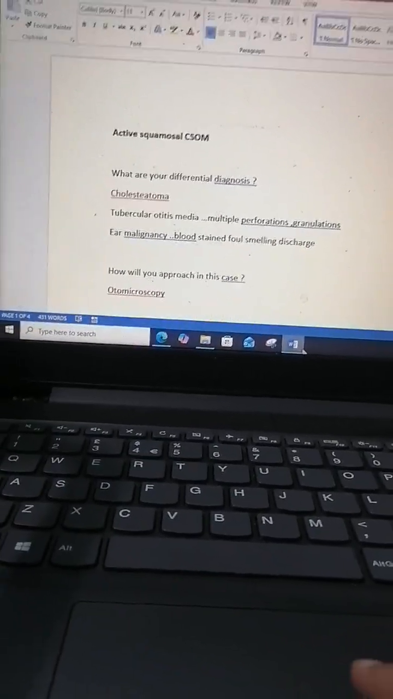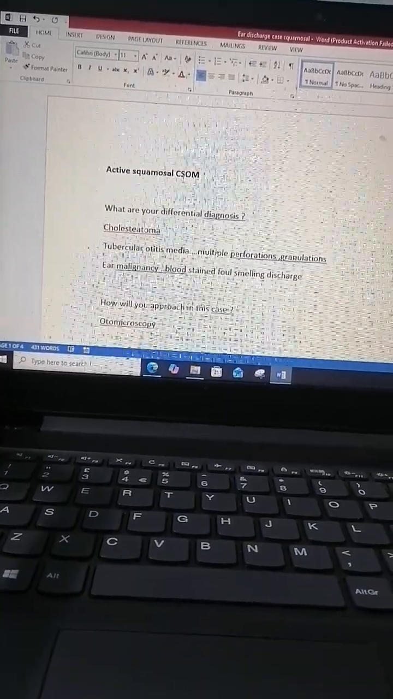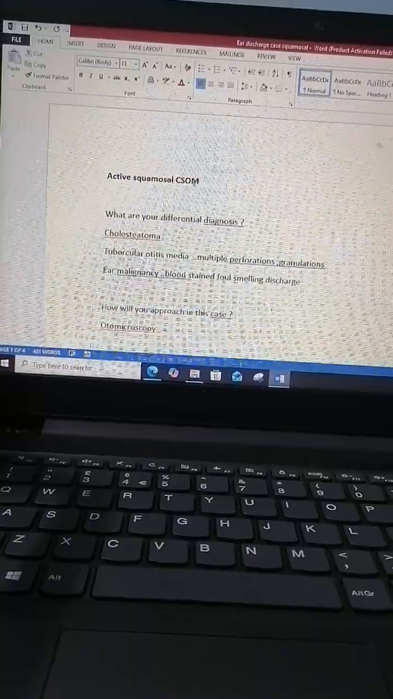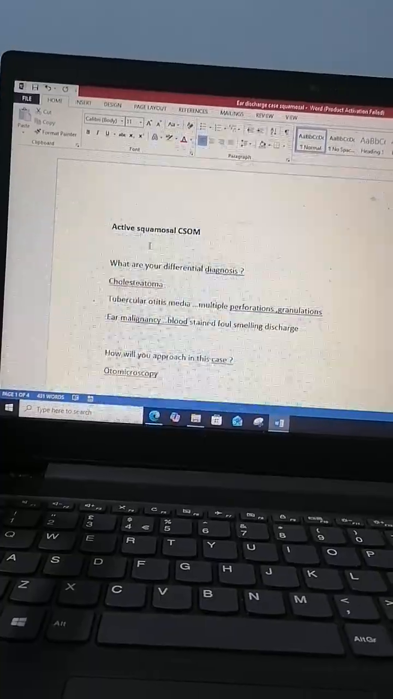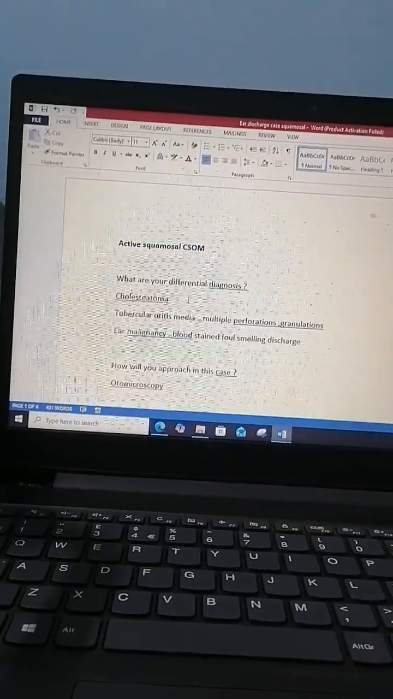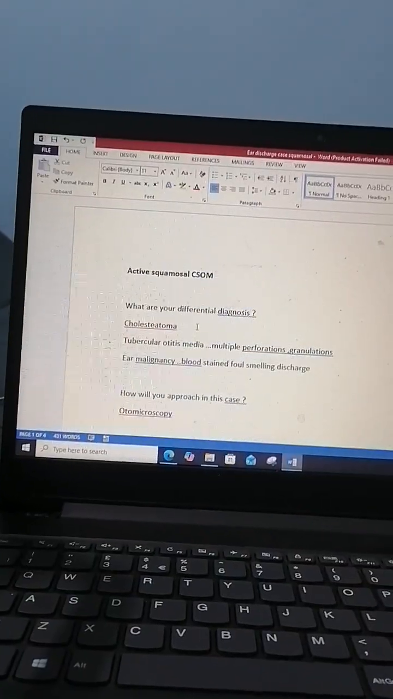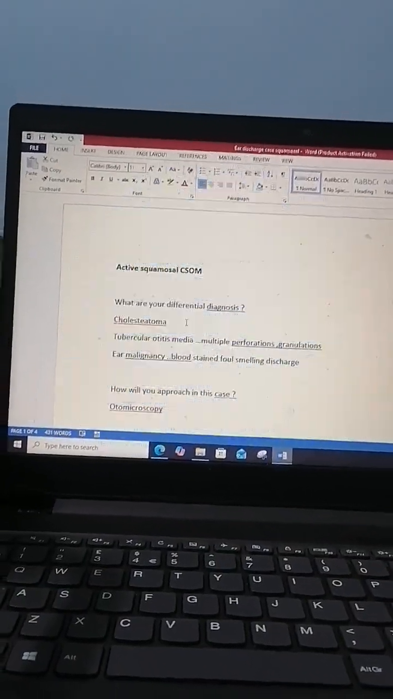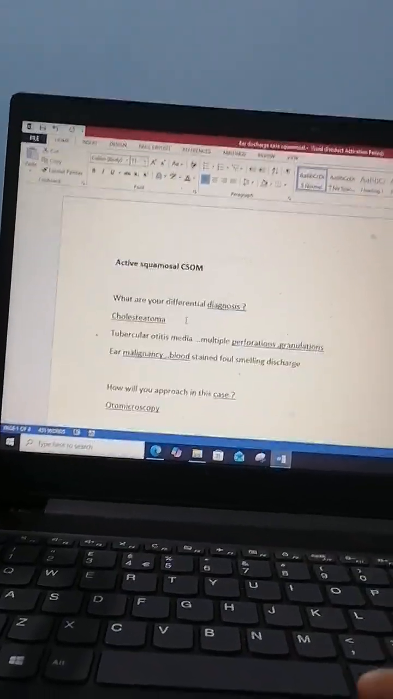So our today's topic is active squamosal chronic suppurative otitis media. As we all know, chronic suppurative otitis media is the chronic infection of the middle ear, and there are five types of chronic suppurative otitis media, in which active squamosal, active mucosal, inactive squamosal, inactive mucosal, and healed otitis media are included. So today we will discuss active squamosal CSOM or cholesteatoma.